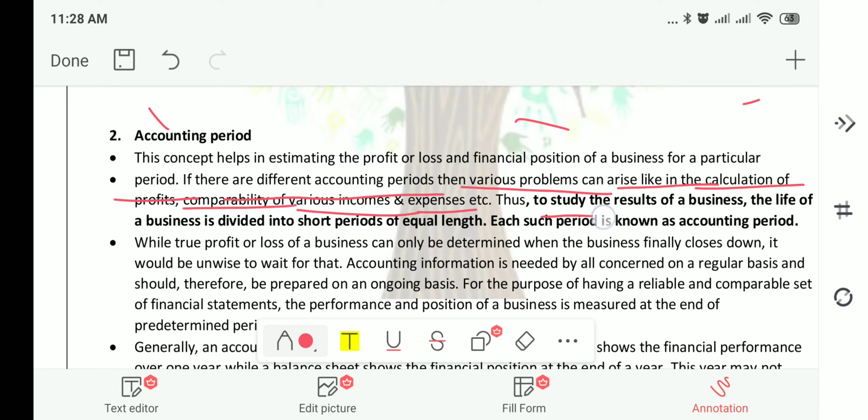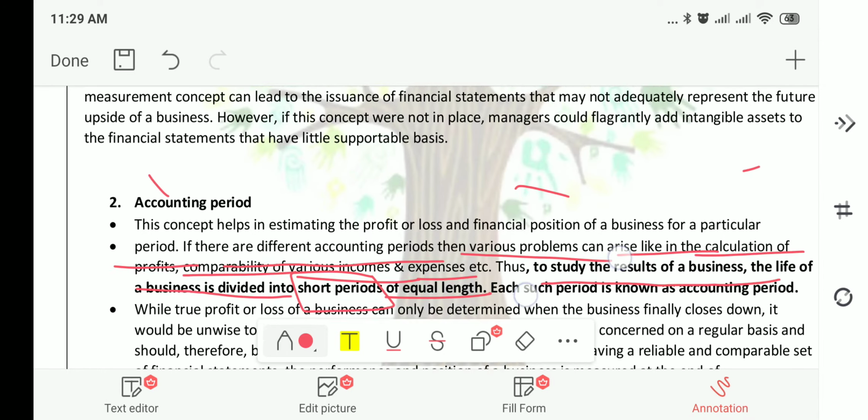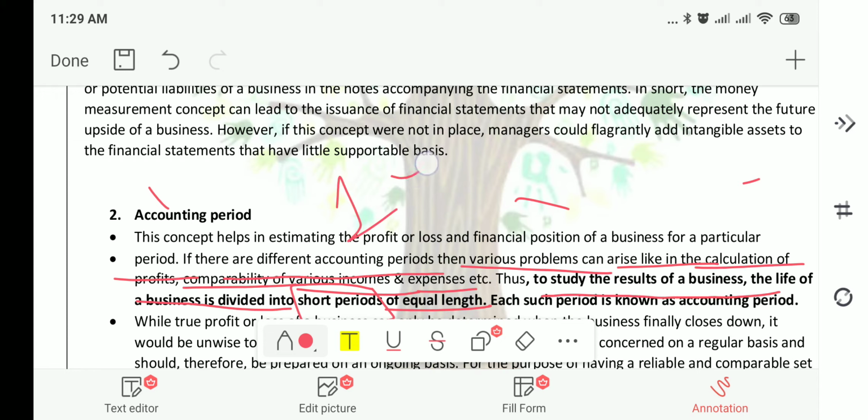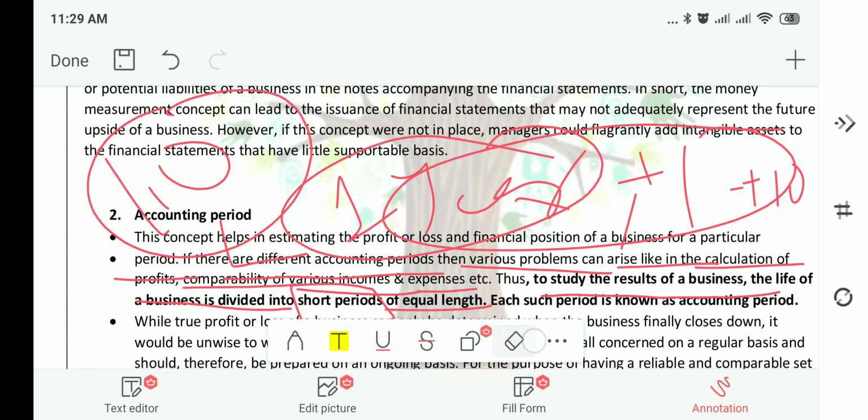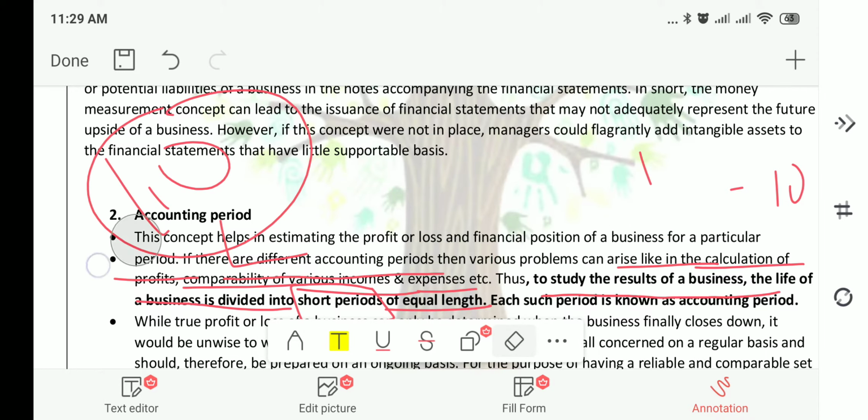Thus, to study the result of a business, the life of a business is divided into short periods of equal length, that is, a short period is nothing but 1 year. If my organization is running for 10 years, then I am dividing it into 1 year plus 1 year, like this, for 10 years. Then this division will lead to the accounting period for me.